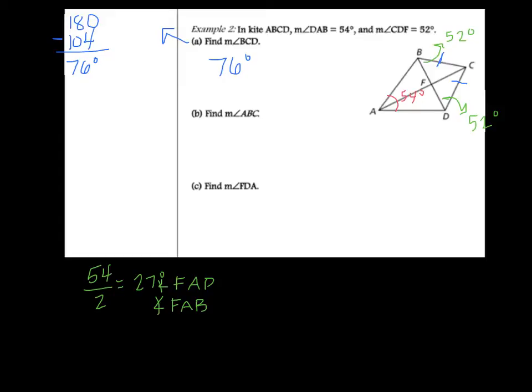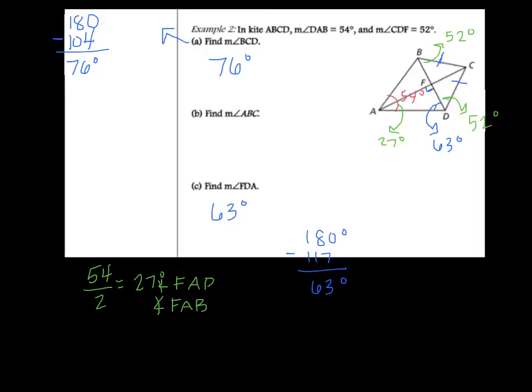Now, the reason that I wanted to do that is because if I know that this one right here is 27 degrees, and I already know that this angle right here is 90 degrees, then I can find this angle, because I'm actually trying to find FDA. So I'm going to do 180 degrees, and I'm going to subtract off the 27 plus 90. So 27 plus 90 is 117. And when I take that off, I find out that the measure of FDA had to be 63 degrees. So this angle right here is 63 degrees.